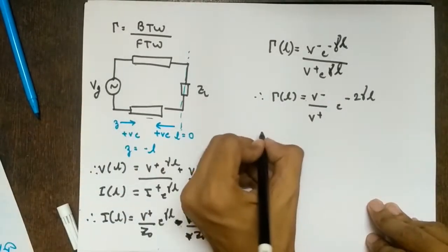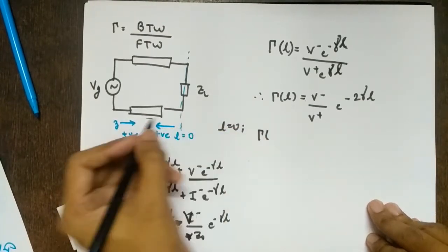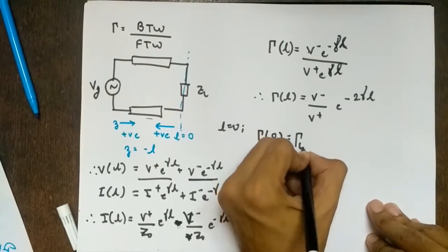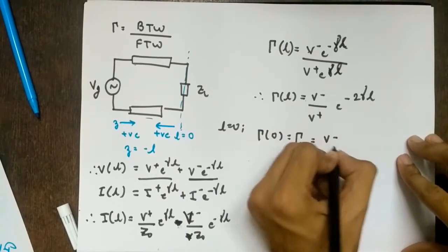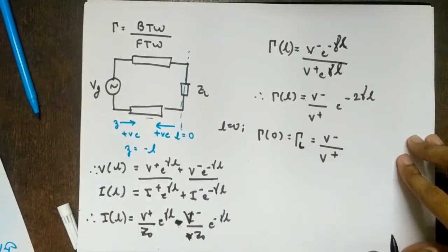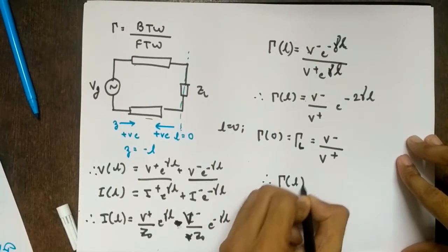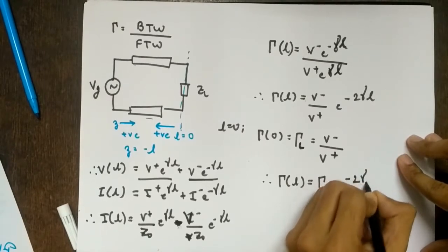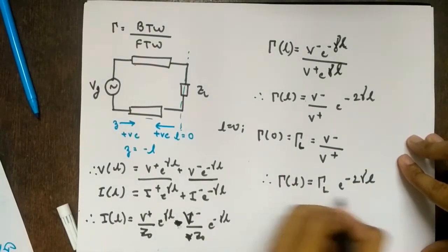Next, let's say the length is 0. If I say L equal to 0, what does it indicate? I am at the load itself, right? That is denoted in a standard way as gamma suffix capital L. It will be nothing but V minus upon V plus, right? And this is also found here. So I can say therefore gamma of L equal to gamma suffix L e raised to minus 2 gamma L, right? So this is gamma of L.